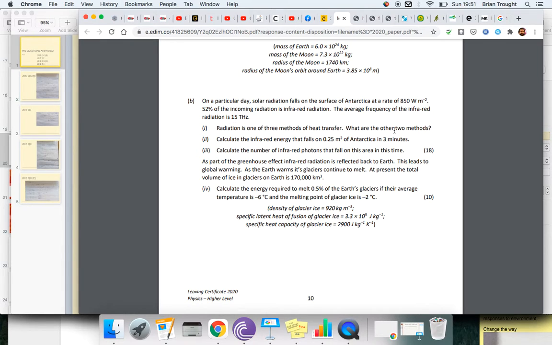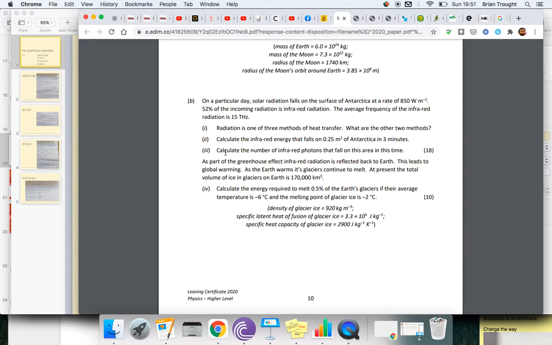Okay, this one should be fairly straightforward. Second, calculate the infrared radiation that falls on 0.25 meters squared of Antarctica in 3 minutes. So that's the amount that shines on 1 meter squared. Divide that by 4 to get the amount on a quarter of a meter. And a watt is a joule per second. So that's the amount per second. Multiply that by 180 to convert to minutes.